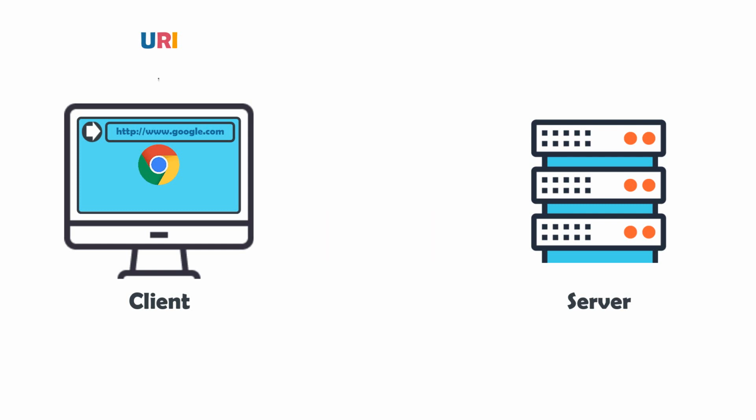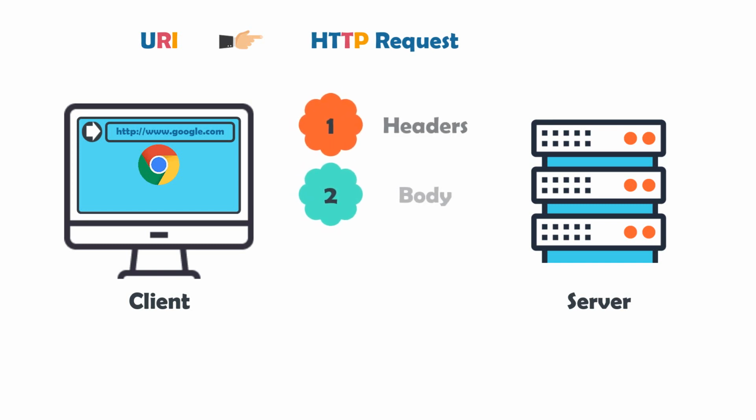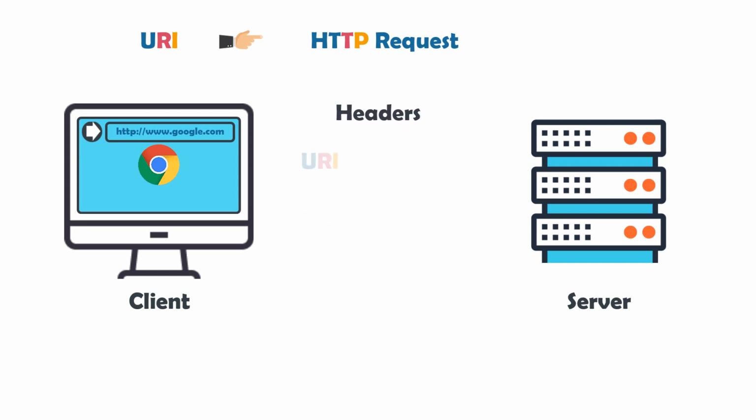So the user has entered a URI into the browser. The browser converts the URI into an HTTP request. This request consists of two parts, headers and body. What is in headers and what is in body? I will explain this to you in detail later. First, I will finish discussing this example. The headers always consist of two parts, URI and a verb. The URI in our example is the link for the Google page. The verb is get. Get is a verb to read something from the server.